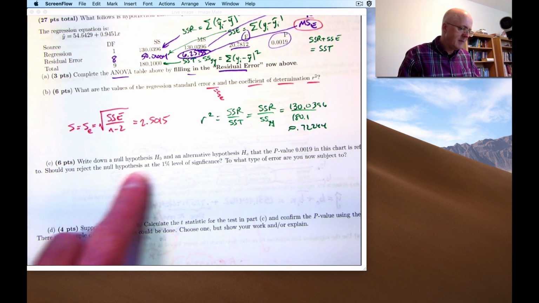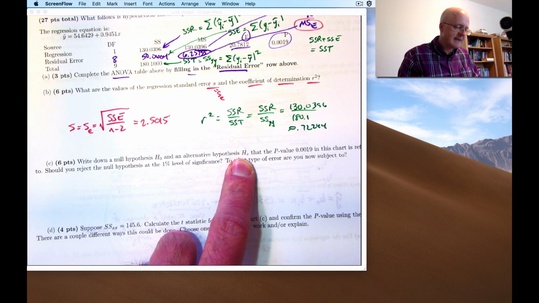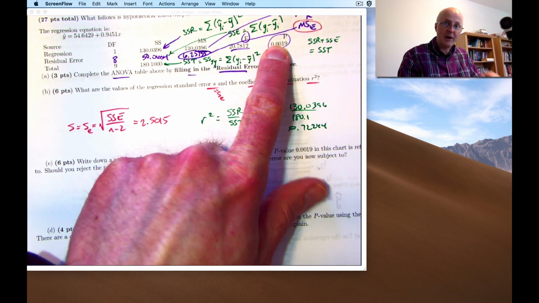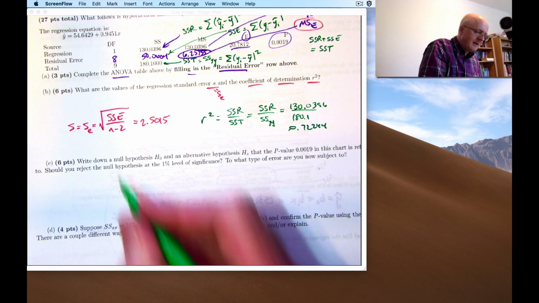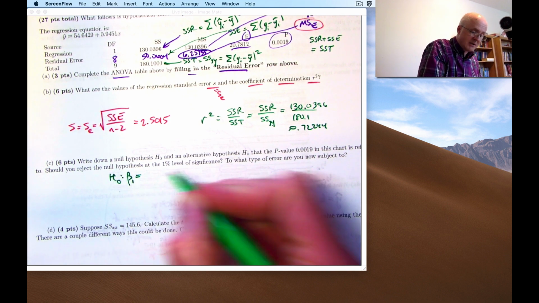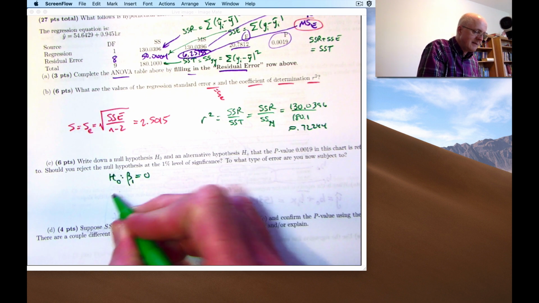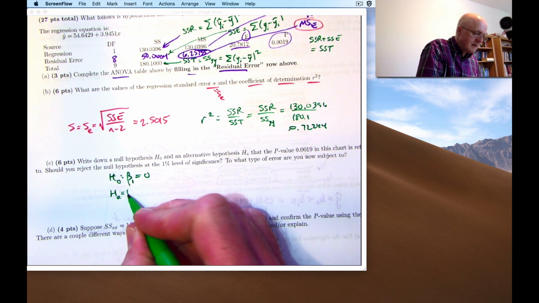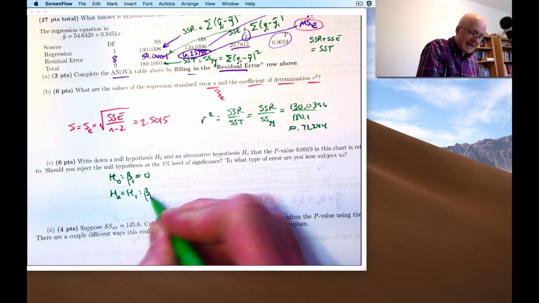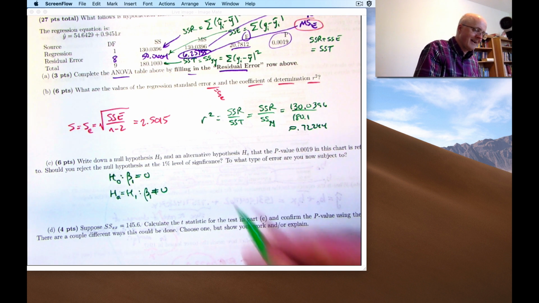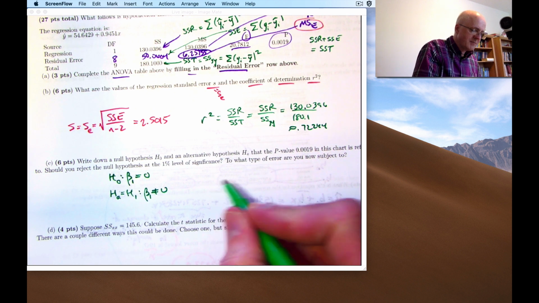Part C, write down the null hypothesis H0 and alternative hypothesis HA, which again you could call H1, that the p-value up there is referring to. I already said this a few minutes ago, with simple linear regression with one explanatory variable, it's the same p-value as in the bottom part of the output. And it's the same two-tailed test you're doing right there. With multiple regression, it's going to be something different. We'll have to talk about that when we get to multiple regression.